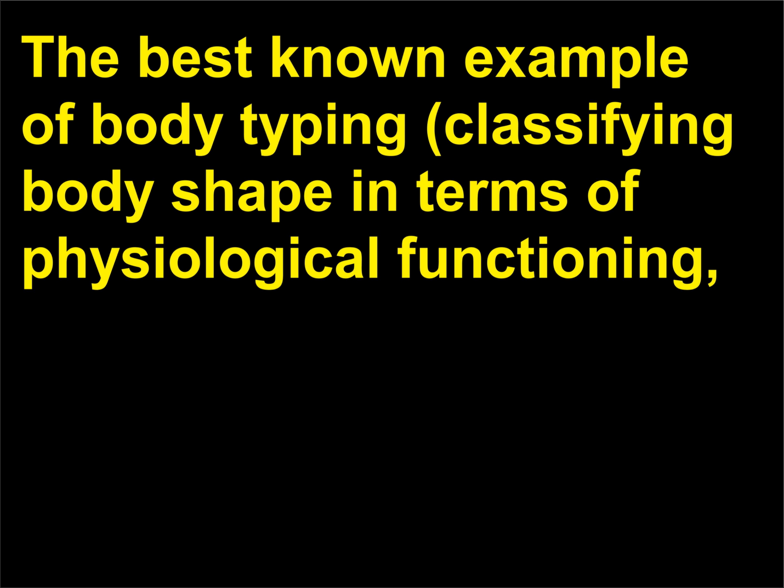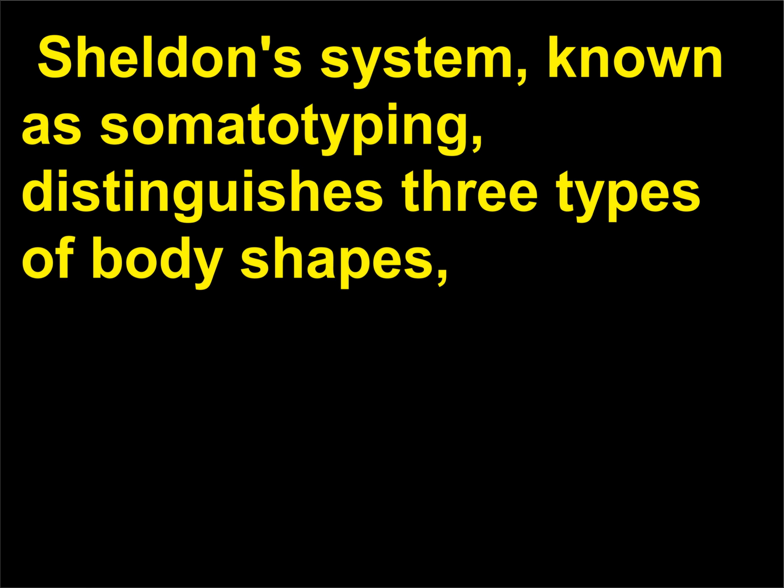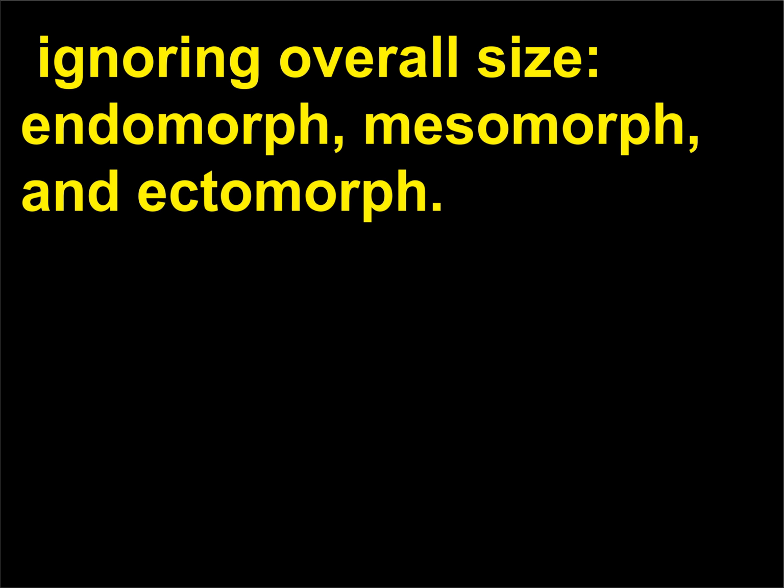The best known example of body typing, classifying body shape in terms of physiological functioning, behavior, and disease resistance, was devised by American psychologist William Herbert Sheldon, 1898 to 1977. Sheldon's system, known as somatotyping, distinguishes three types of body shapes, ignoring overall size: endomorph, mesomorph, and ectomorph.